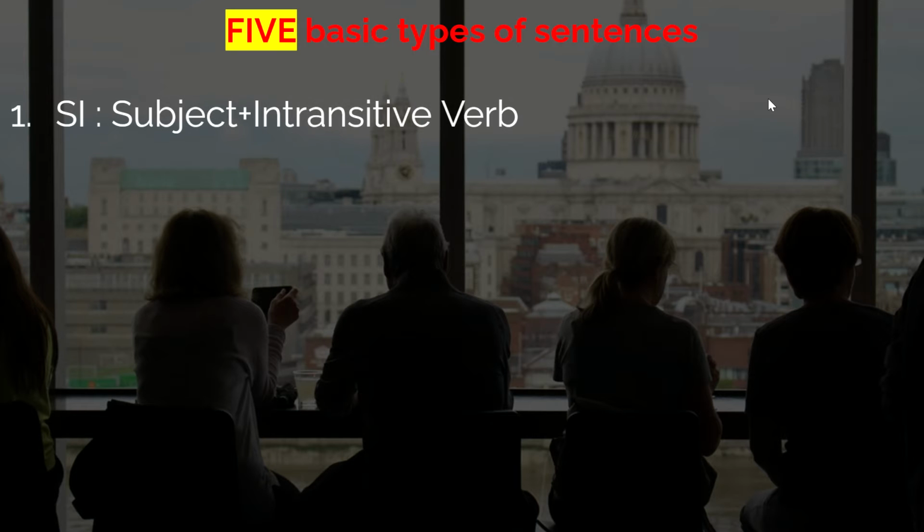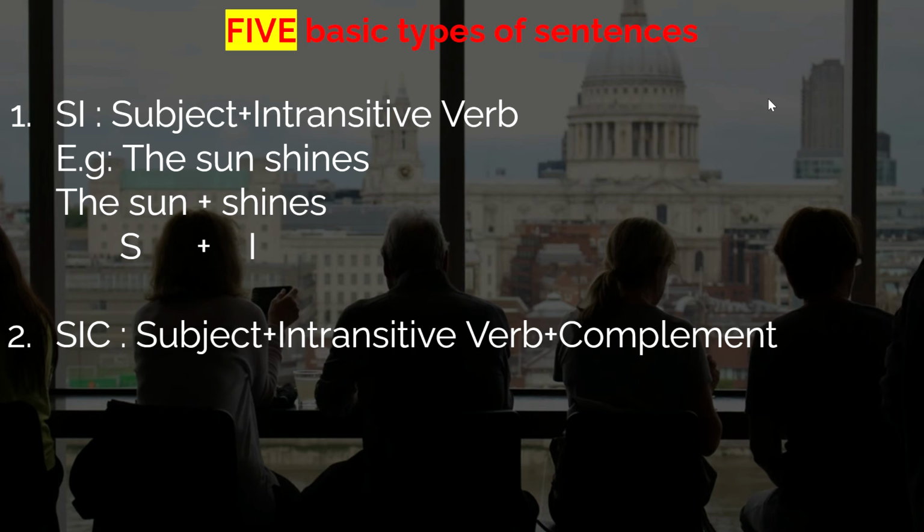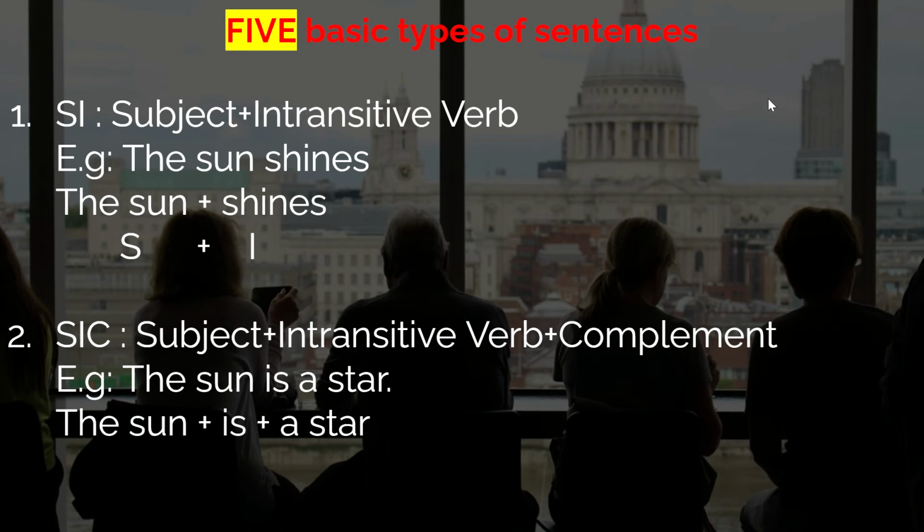Now, there are 5 basic types of sentences. The first type is SI, that is subject plus intransitive verb. For example, the sun shines. Here, the sun is a subject and shines is the intransitive verb. The second one is SIC, that is subject plus intransitive verb plus complement. For example, the sun is a star. Here, the sun is the subject, is is the intransitive verb, and a star is the complement.